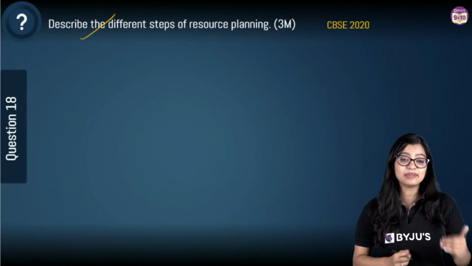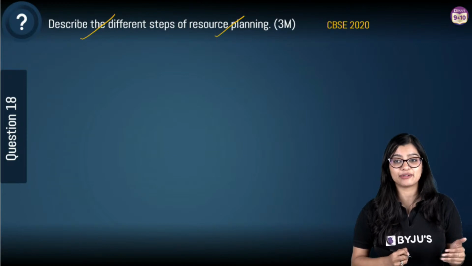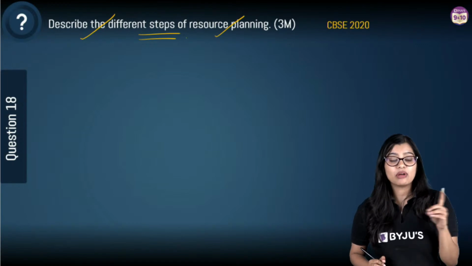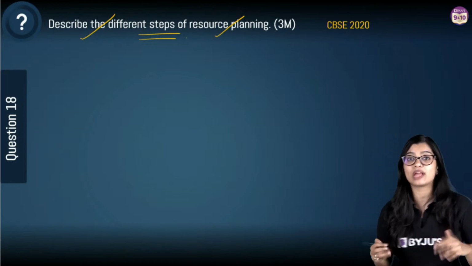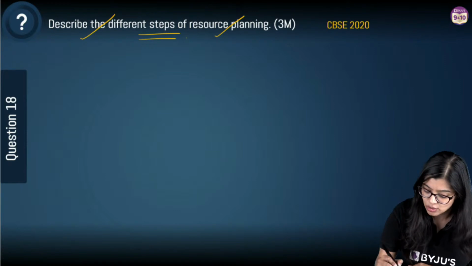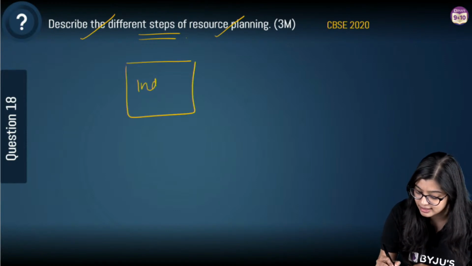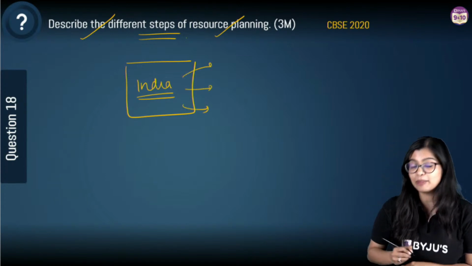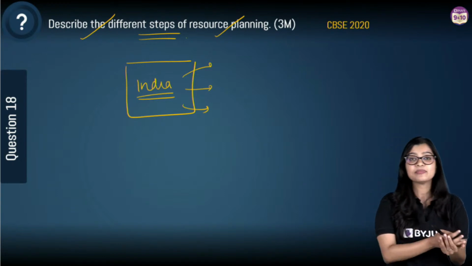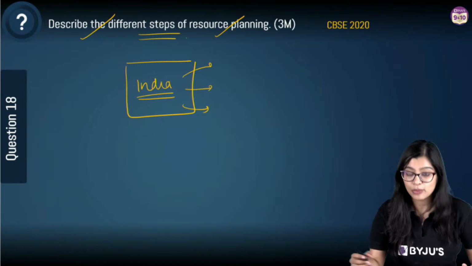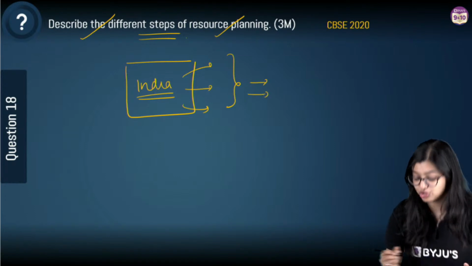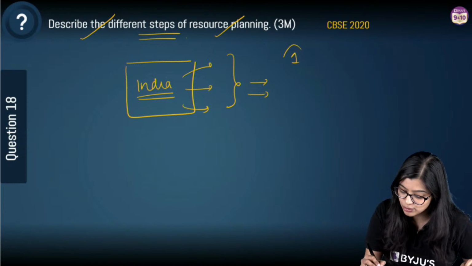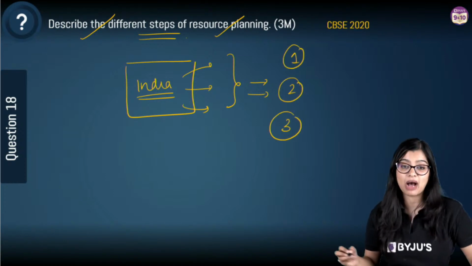Moving on. Describe the different steps of resource planning, right? So here you will have to write the different steps of resource planning. Now, when you talk about resource planning, we know that in a country like India, the distribution of resources is not equal, but rather it is unequal and it depends upon various physical factors. Which is why it is important to ensure that we plan the usage of our resources, right? So here you will have to write the 3 steps. You will get 3 marks for this.